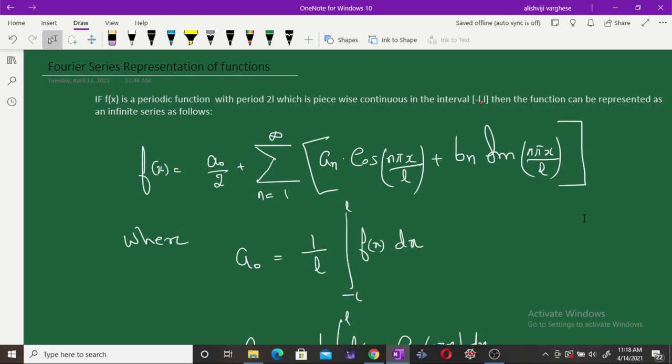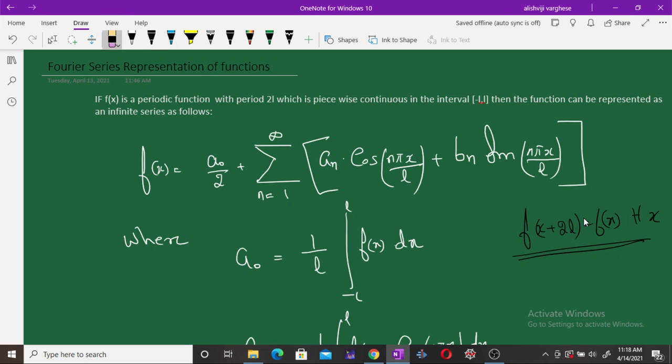So the conditions are: f of x is a periodic function. A function is said to be periodic with period 2L if it satisfies the condition that f of x plus 2L is equal to f of x for all values of x. So if a particular function satisfies this condition, then it is known as a periodic function.